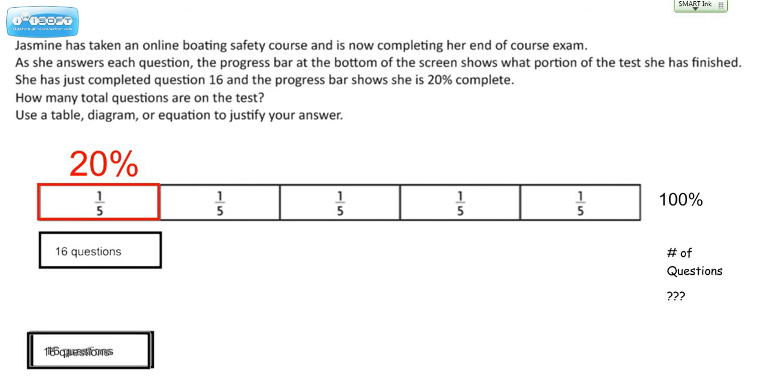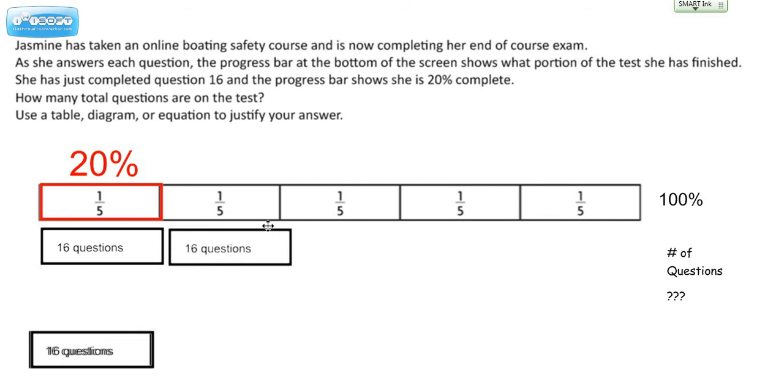So here's what we know. If she's completed the entire exam, that would be 100%. So we should draw a rectangle that's going to represent the entire exam. We know that 20% is really 1/5 of the exam. So this red box right here represents 20%, which is equal to 1/5. We also know that that's equal to 16 questions because it says she has just completed question 16 and the progress bar shows she is 20% complete.